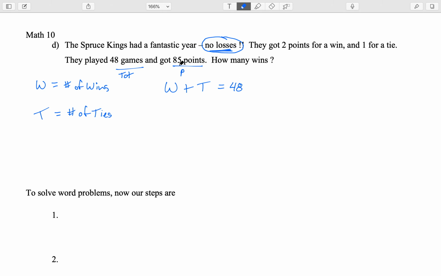They got 85 points. Now, when we're talking about points, wins are worth 2. So 2 points for every win, plus 1 point for every T. I don't need to say 1 times T. I can just say T. That's equal to 85. There we go. There's my two equations. Once again, I'm not graphing these because these would be huge, huge numbers, right? But it just says set them up.